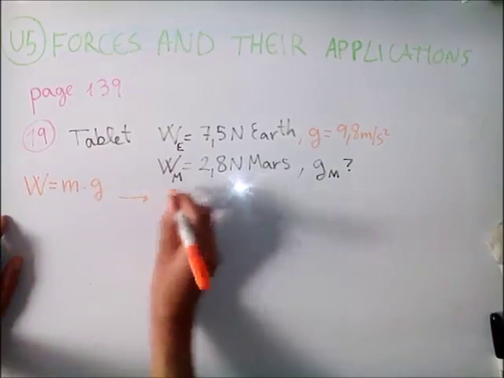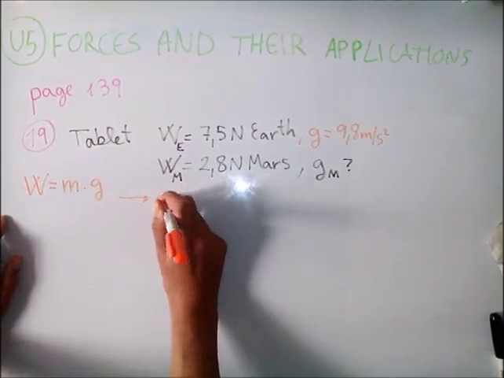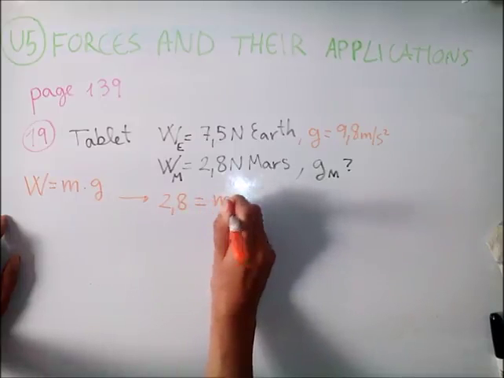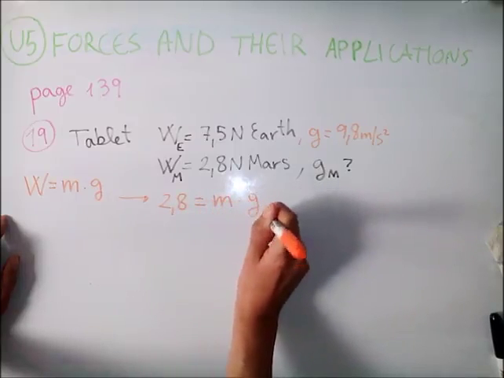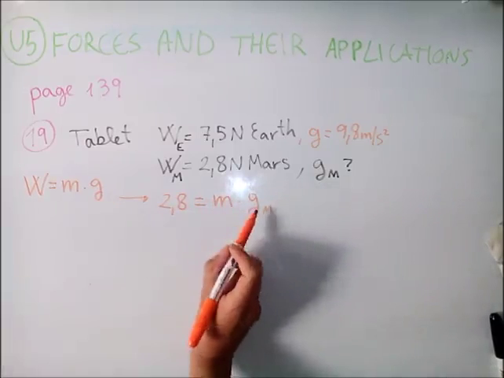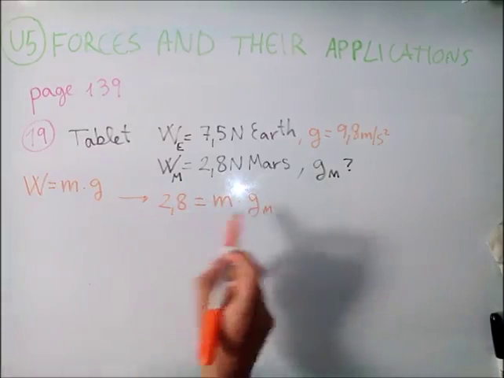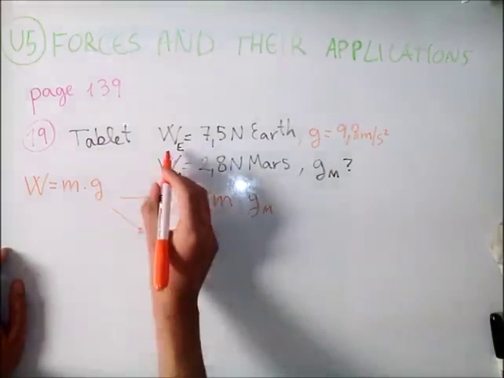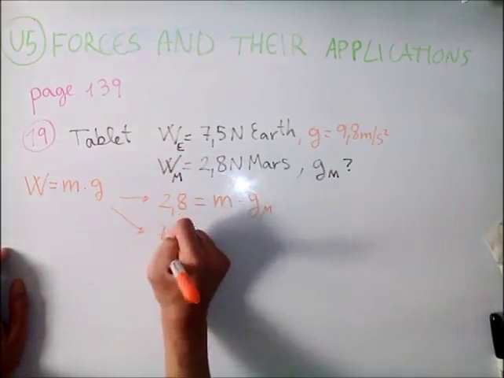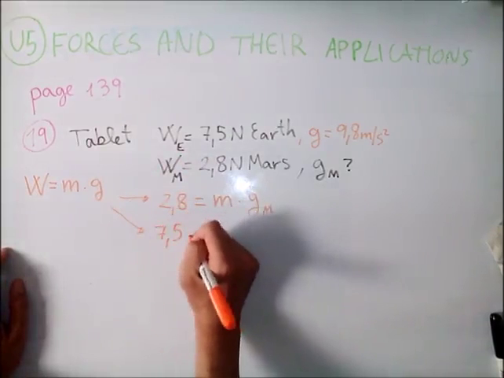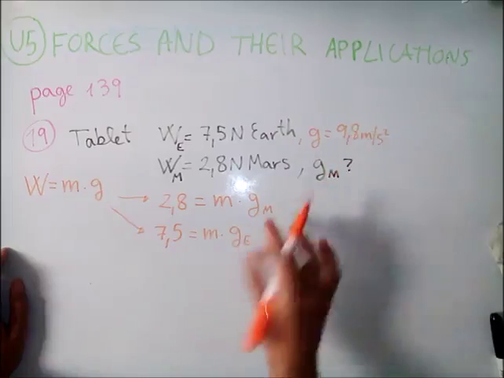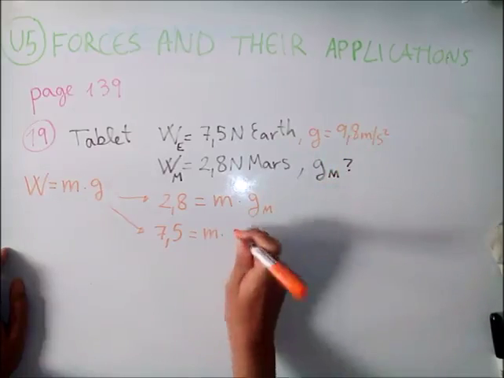Let's see this. So weight on Mars, 2.8, equals mass. I don't know the mass. And this gravity on Mars. I don't know mass, I don't know gravity on Mars. So I have two unknowns. Let's go to Earth. Weight on Earth, 7.5, equals mass times gravity on Earth. I do know gravity on Earth. So this is 9.8.